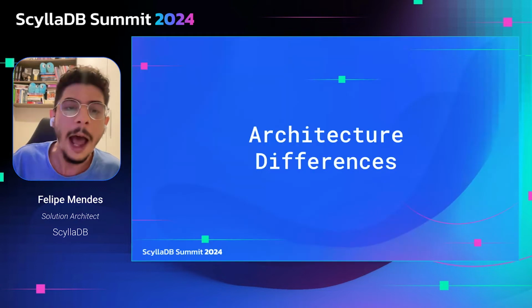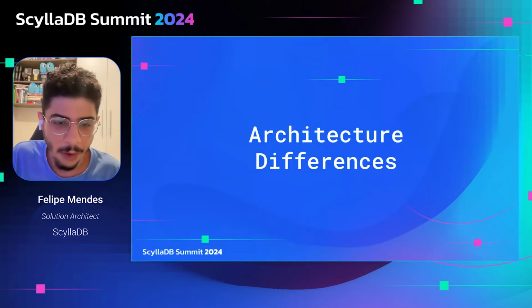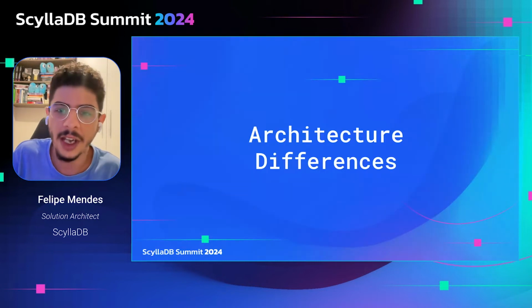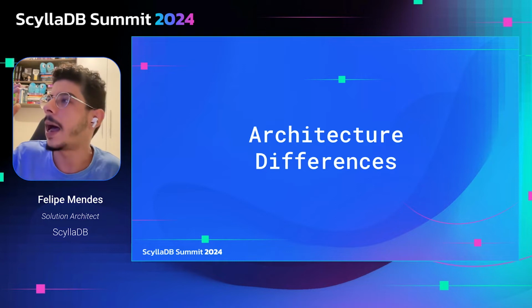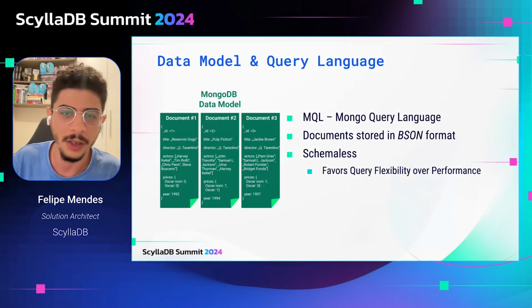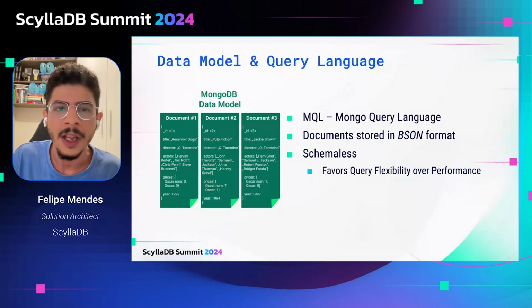All right. Now we are past the basics. So let's start by understanding how ScyllaDB and MongoDB differ from each other, and what the architectural differences are between these two databases.